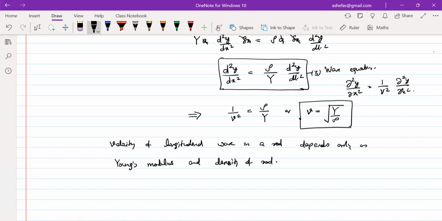and density of the rod. Okay, so next we'll discuss the same thing in the case of gases. So better we can continue the same discussion.